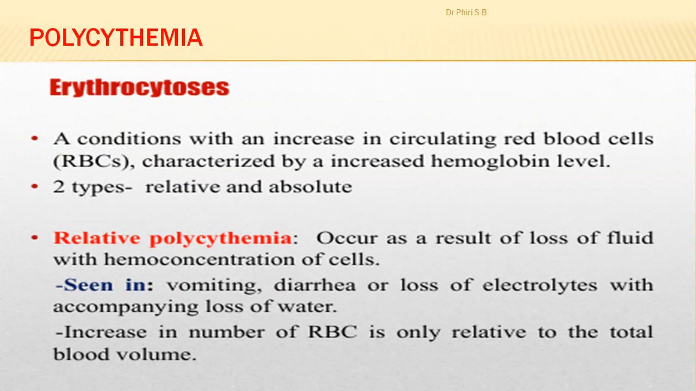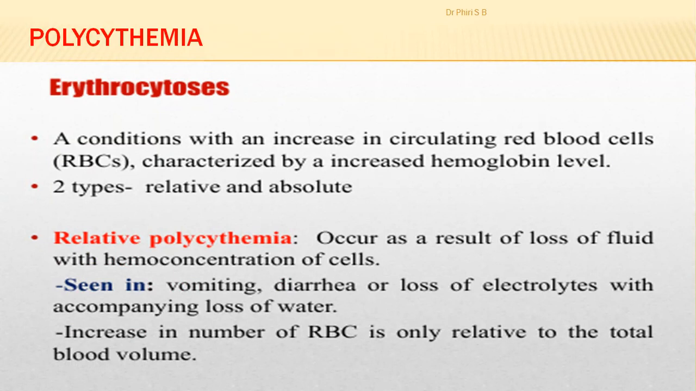There are two types of polycythemia. You have relative and absolute. These are just the general types of polycythemia. You can have a relative polycythemia and absolute polycythemia. The relative polycythemia occurs as a result of loss of fluid with hemoconcentration of cells. For some reason, maybe you're losing plasma, but you're not losing red blood cells. That can result in a relative polycythemia. So it's relative to the amount of blood cells with regard to the volume of blood in general.